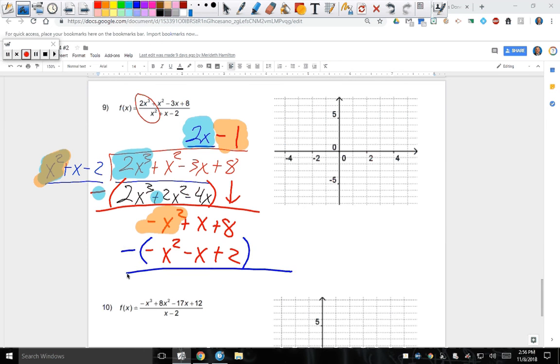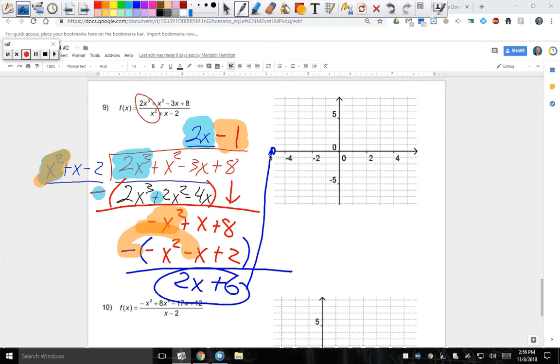Do the x squareds cancel? Yeah, they cancel to 0, right? How many x's do I have left? 2. Okay? Because, again, we need to remember, we're distributing this, so you're really adding an x. What's my final number that I'm left with? Plus 6. Guys, this right here is a remainder. Okay? This is a remainder.